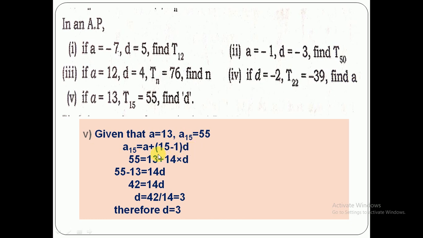Already you know the 15th term. So in the next step, in place of a15 you have to substitute 55, which is equal to the first term a, given as 13, plus 15 minus 1, which is 14, into d. In the next step you will get 55 minus 13, which is equal to 42, equal to 14d. So d is equal to 42 divided by 14, that is 3. So d is equal to 3.